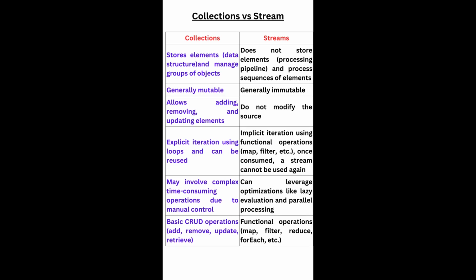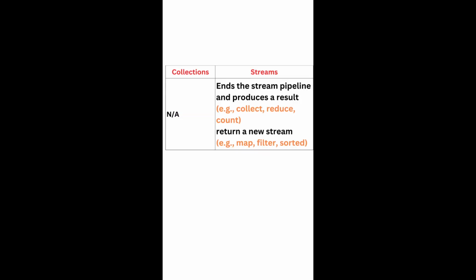Whereas streams do not store elements but process sequences of elements. It is generally immutable and does not modify the source. With streams we can have implicit iteration using functional operations like map, filter, etc. Once consumed, a stream cannot be used again. It can leverage optimizations like lazy evaluation and parallel processing, and performs various functional operations. Terminal operations will end the stream pipeline and produce a result, while intermediate operations return a new stream.